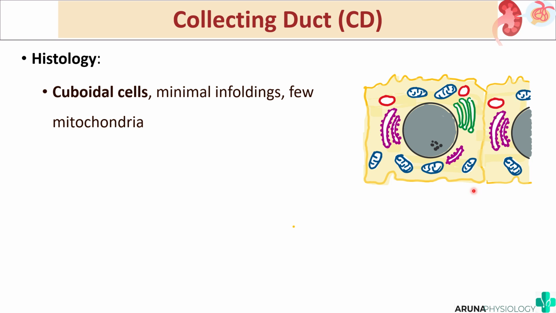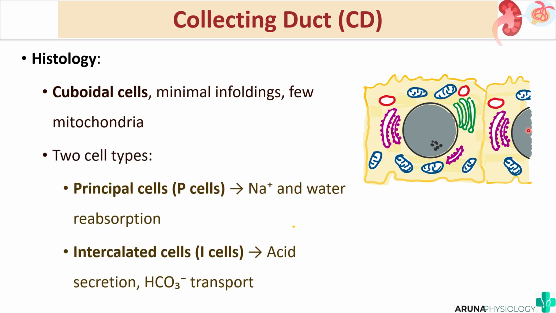They are cuboidal cells, but the basal infoldings are less, mitochondria is also less when compared to the distal convoluted tubule. And we've got two types of cells in the collecting duct: principal cells and intercalated cells. Principal cells are concerned with water and sodium reabsorption, whereas intercalated cells are involved in acid secretion and bicarbonate transport.